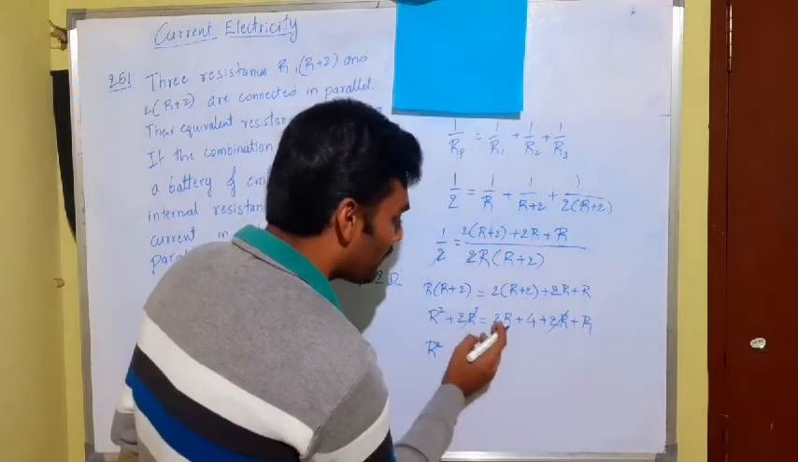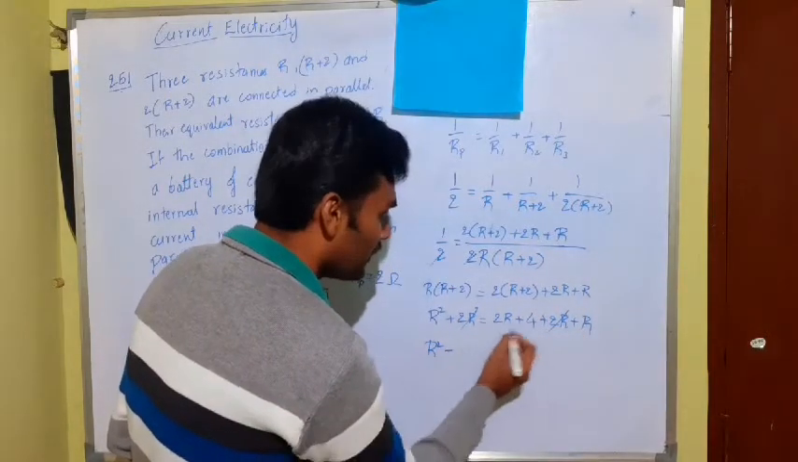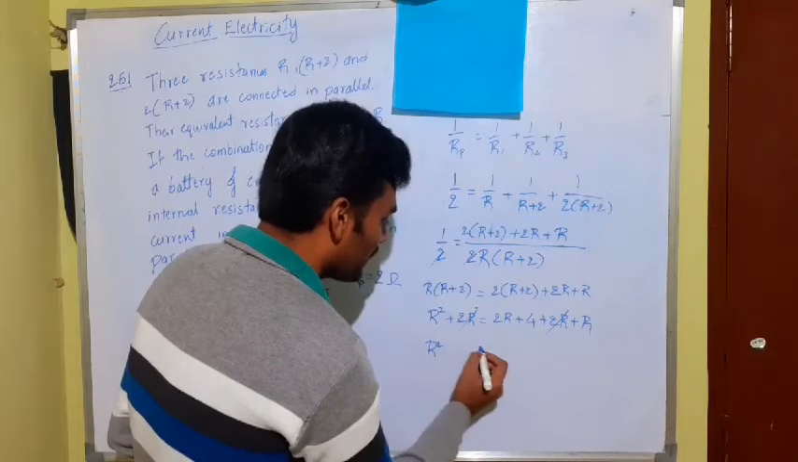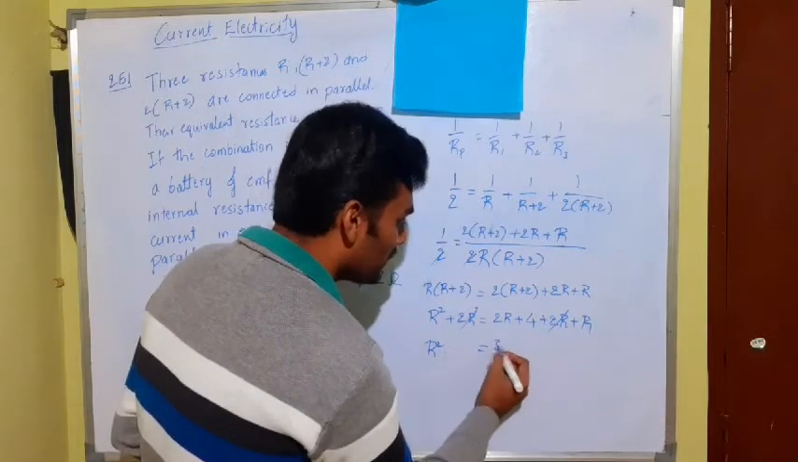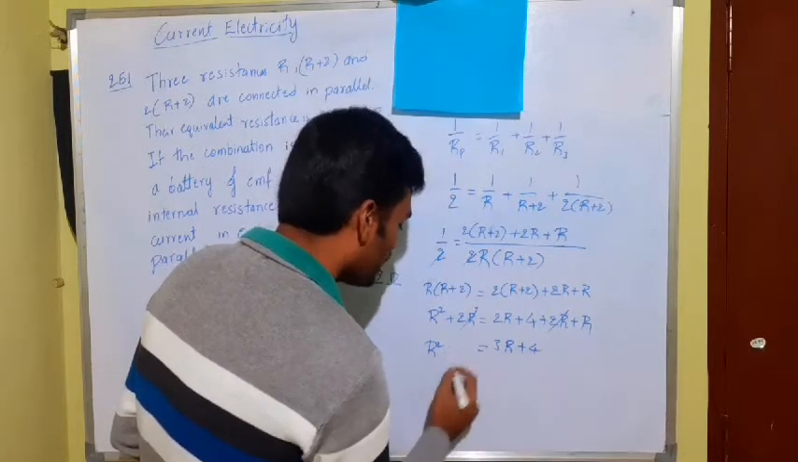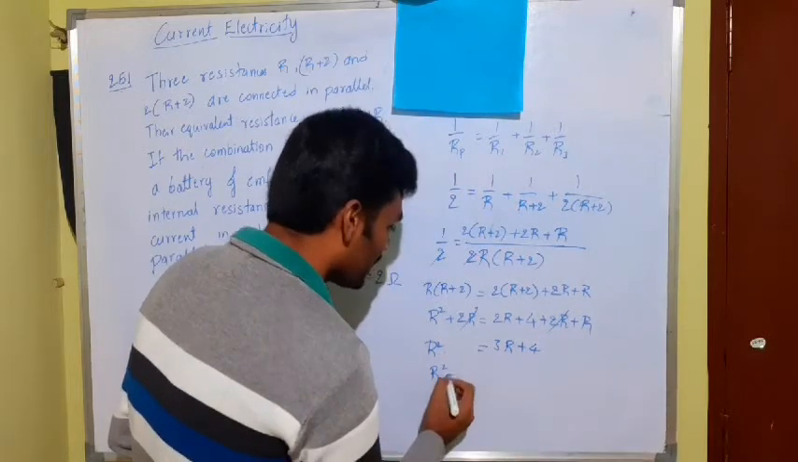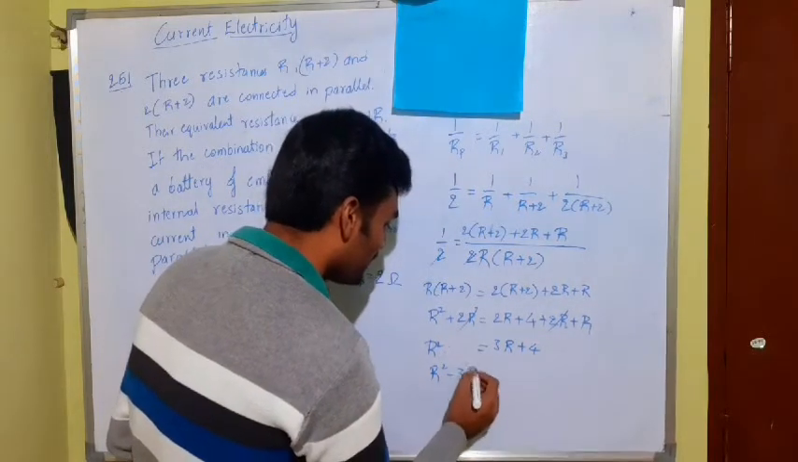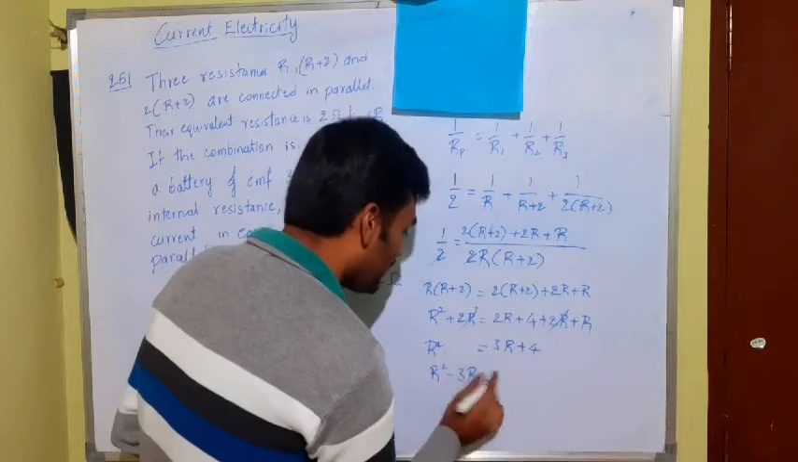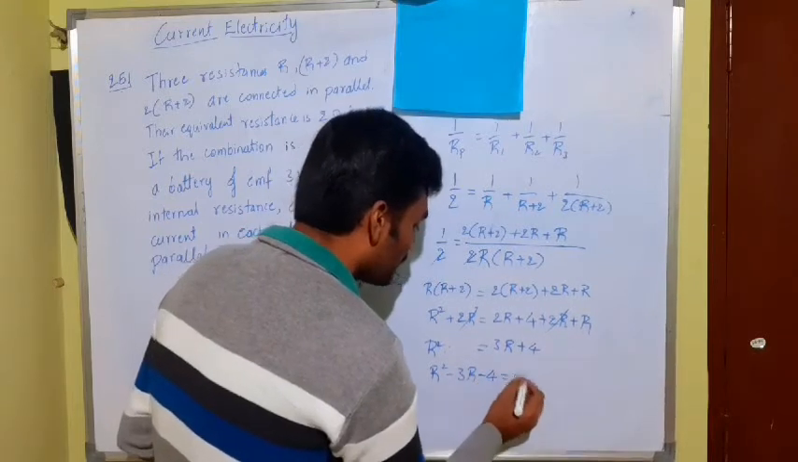Now, here is what you have, R squared. Look at this, R squared is left, that's it, is equal to R plus 2R, 3R plus 4. Bring them here. So you have a quadratic equation now, which is R squared minus 3R minus 4 is equal to 0.